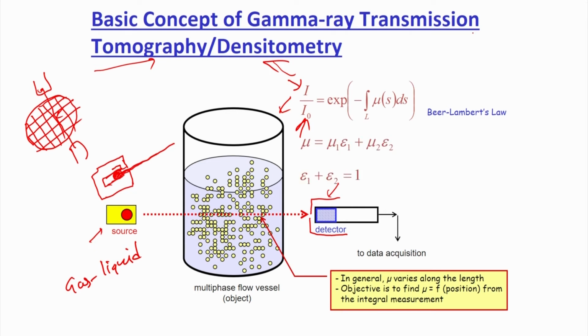Why? Because suppose this is my source and this is my detector, and in some places there is gas. You can see this yellow circle as a gas bubble, and the blue is liquid.